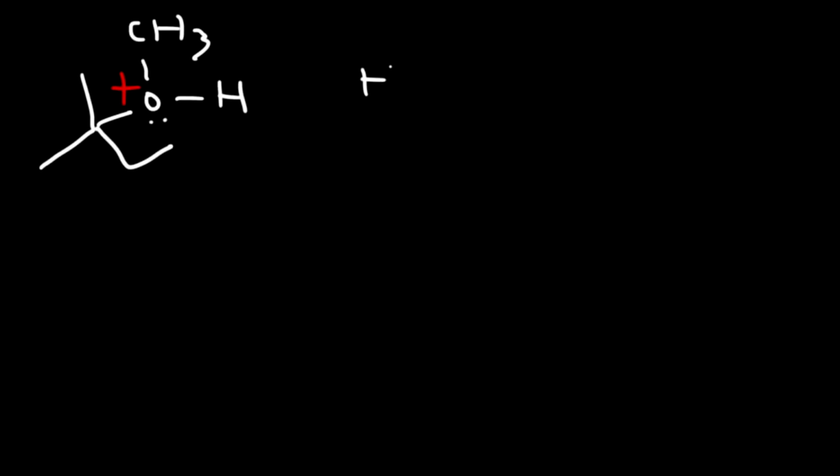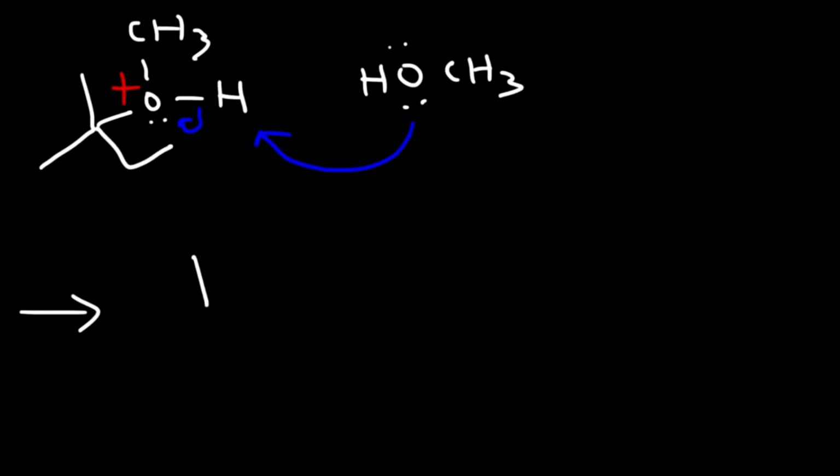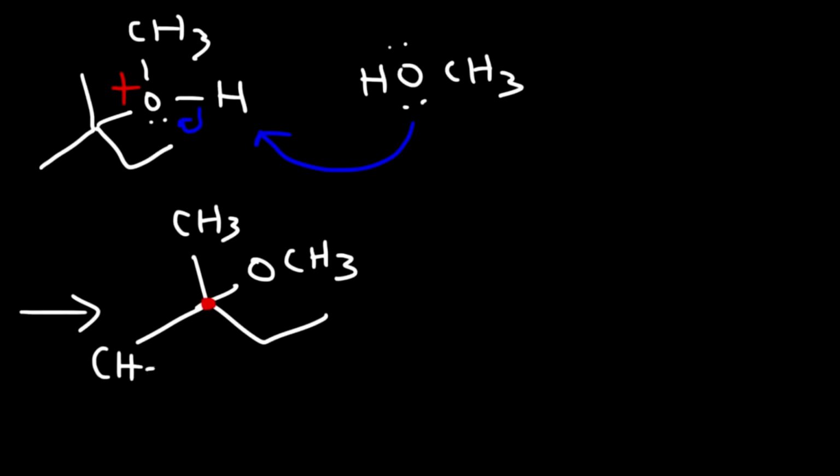Now the next step is deprotonation. So we're going to use another solvent molecule to act as a base, removing a proton. And so our final answer is an ether. Now notice that this carbon is not chiral because we have two methyl groups. In order for a carbon atom to be chiral, it has to have 4 different groups. So therefore, we only get one SN1 product. It doesn't matter if we put the OCH3 in the front or in the back. It will represent the same compound.